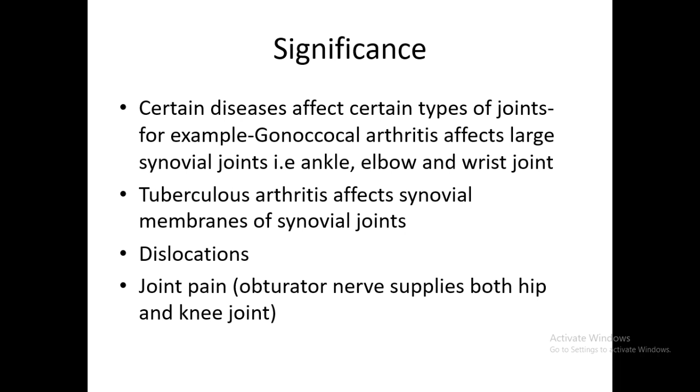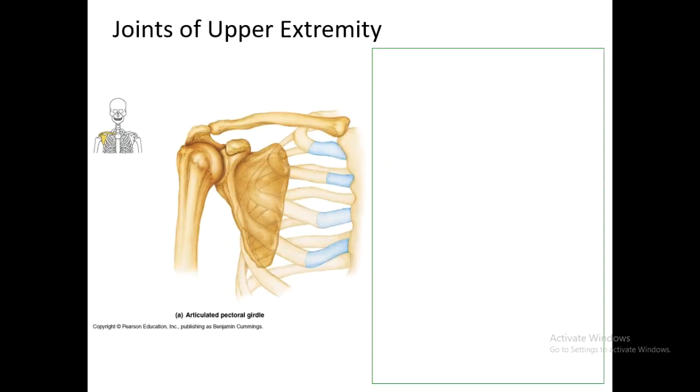So joint pain, obturator nerve supply, both hip and knee joints. Joints of the upper extremities. Articulated pectoral girdle. I think this diagram here. So in that diagram we see that sternoclavicular, synovial saddle. These all fall under sternoclavicular joints of the upper extremities.